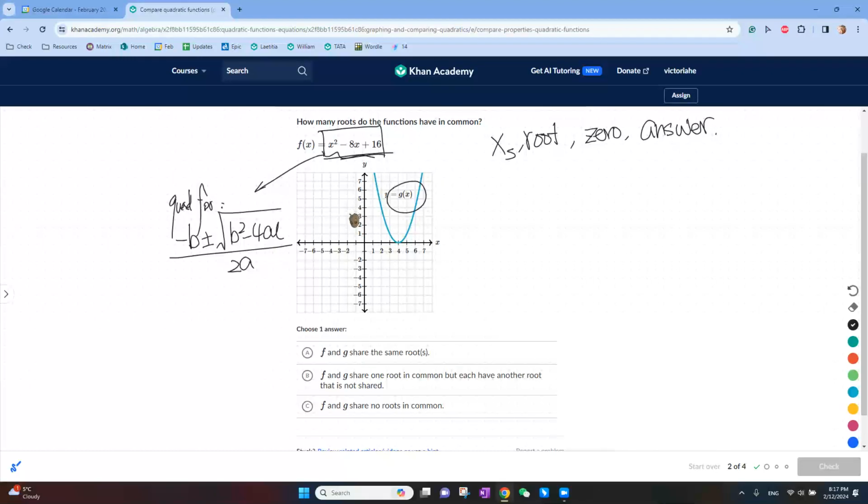So based on that, can you tell me what a is? Tell me what a, b, and c are individually. What's a, b, c?